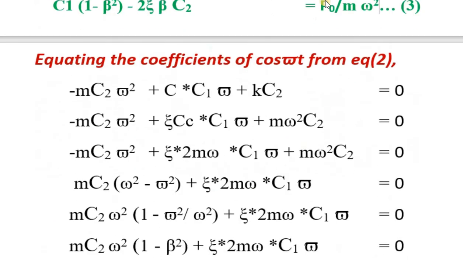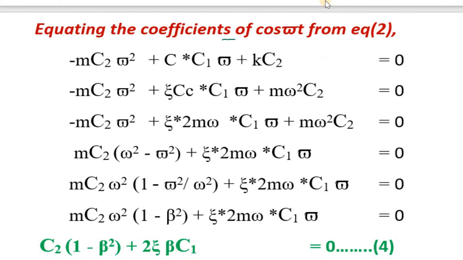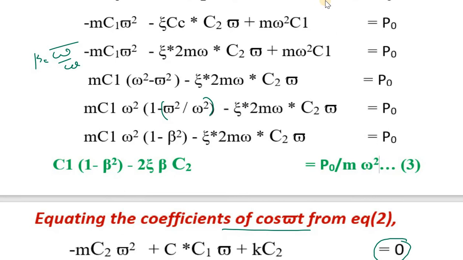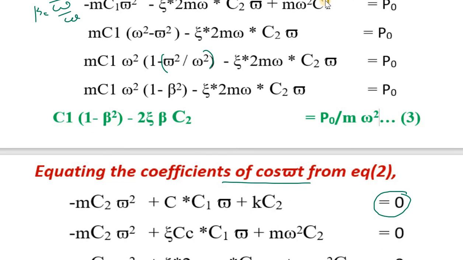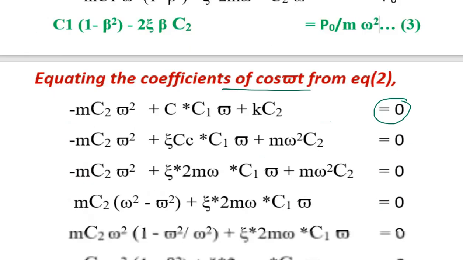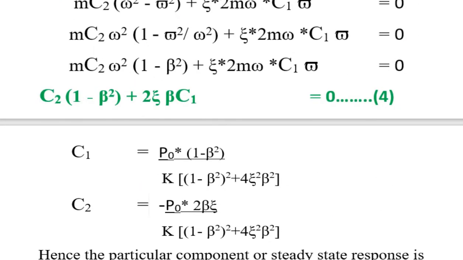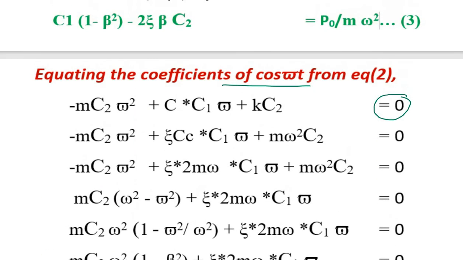Next, I am equating the coefficients of cos omega t. Here you can see it is equal to 0, because on the right-hand side I only have the sin omega t coefficient. So for cos omega t, the LHS and RHS will be 0. Again I will get another equation. Two equations I have got.